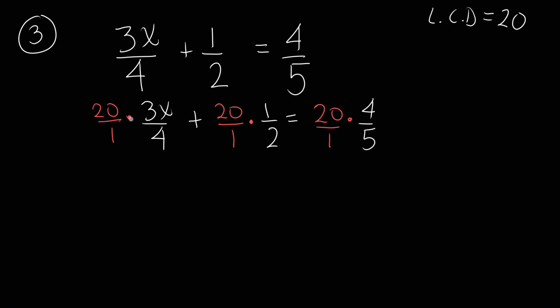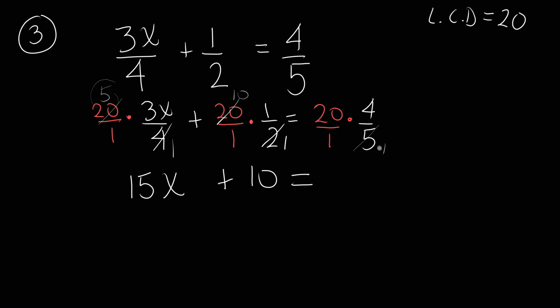So now it's time for us to cancel. If I'm going to cancel, 4 goes into here once, 4 goes into here 5 times. Now I'm left with a 5 and a 3x, which is going to be 15x. No more fractions. That's what we wanted. Same technique for the next term. 2 goes into here once, 2 goes into here 10 times. 10 times 1 is positive 10. No more fractions. Same idea here. 5 goes into here once, 5 goes into here 4 times. 4 times 4 is going to be 16.